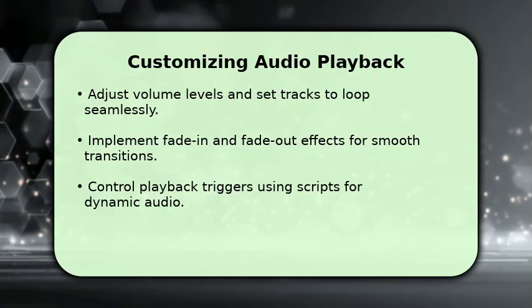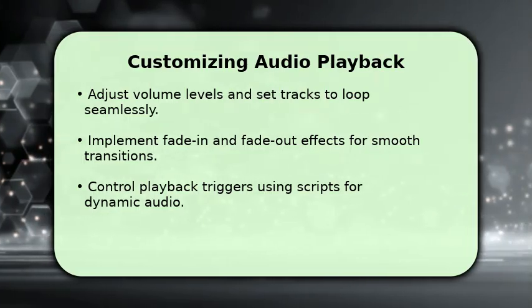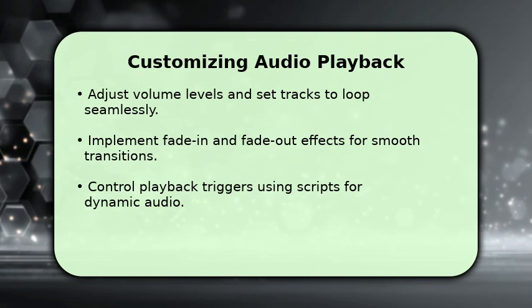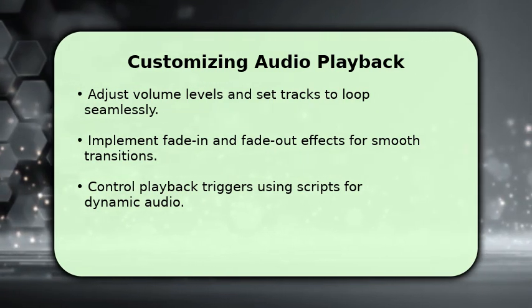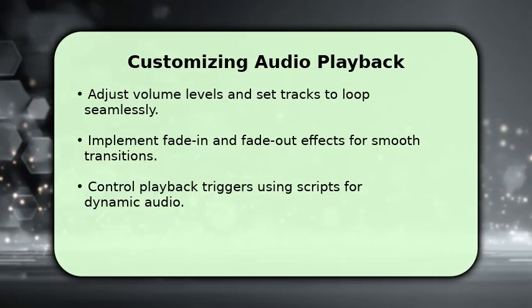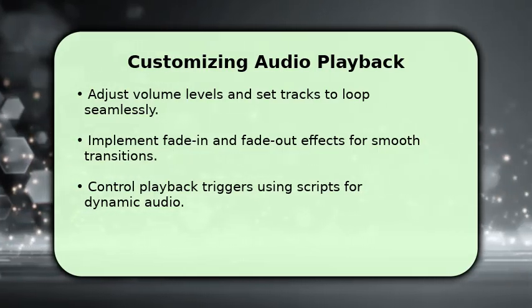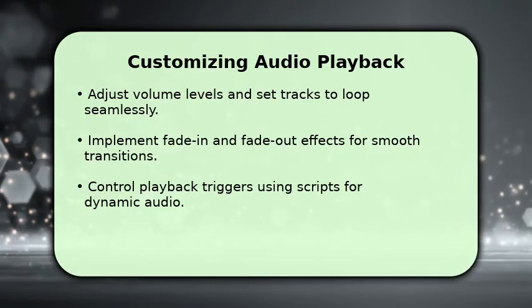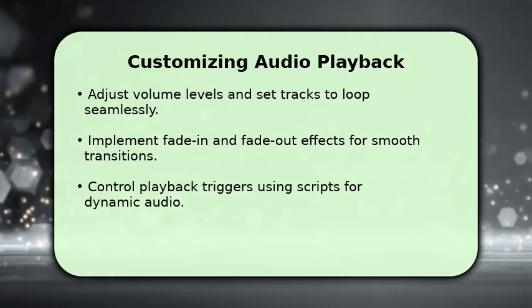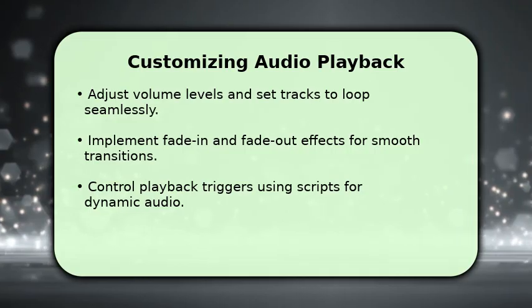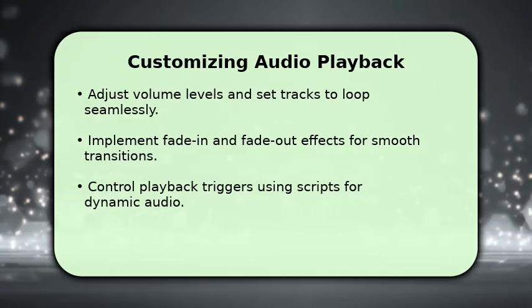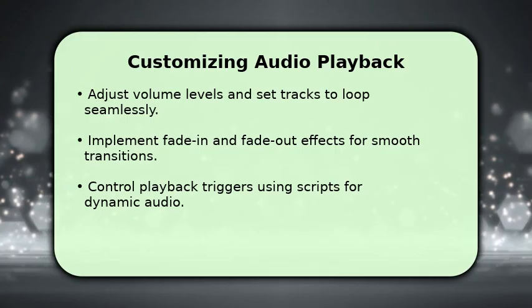Once your music is in place, you have full control over its playback. You can easily adjust the volume to suit your experience's atmosphere and set tracks to loop continuously for background ambience. For professional-sounding transitions, implement fade-in and fade-out effects over a duration of, say, 2 to 5 seconds. Advanced creators can also use scripting to trigger music based on in-game events, offering a truly dynamic audio experience.